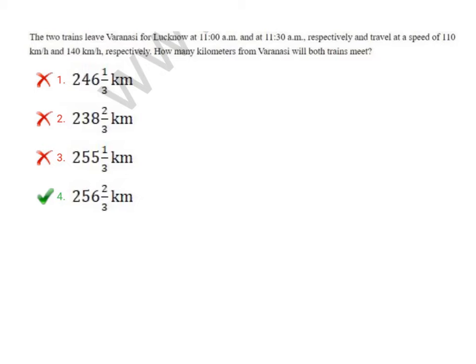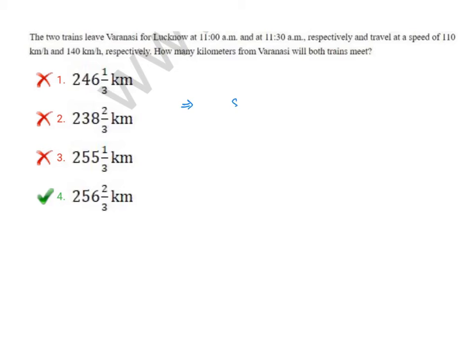Two trains leave Varanasi for Lucknow, one at 11 a.m. and another at 11:30. The difference in their timing is 30 minutes. They travel at a speed of 110 km per hour and 140 km per hour respectively. How many kilometers from Varanasi do both the trains meet? So he is asking you the distance.